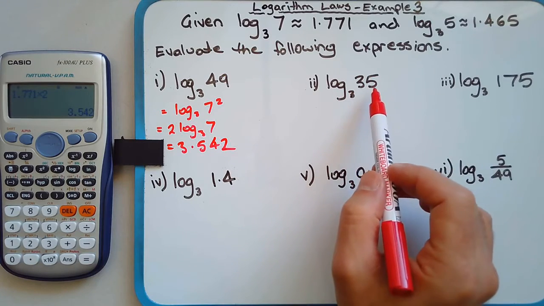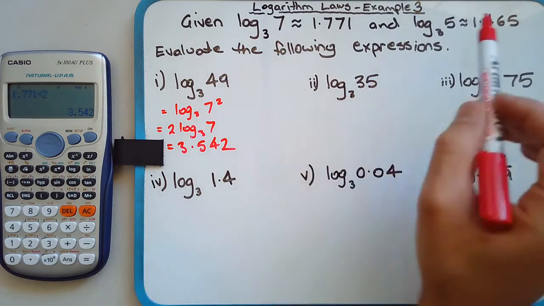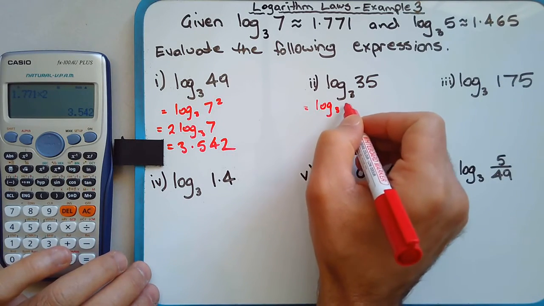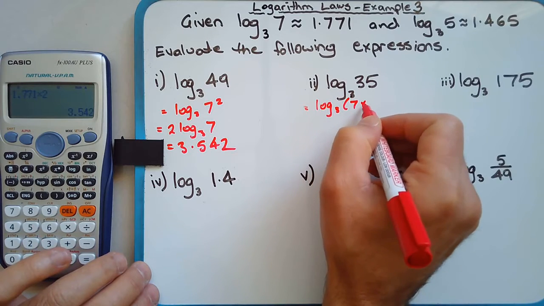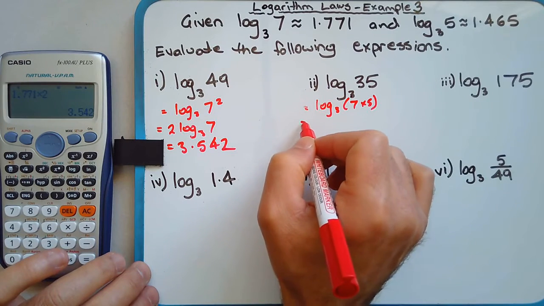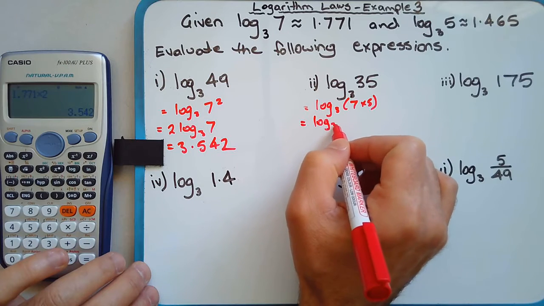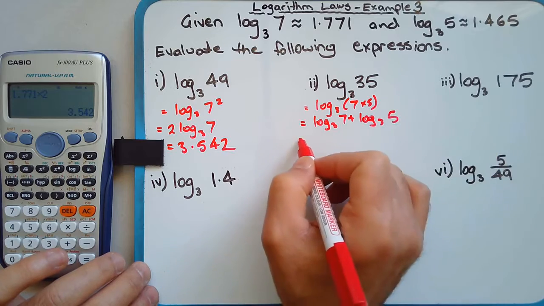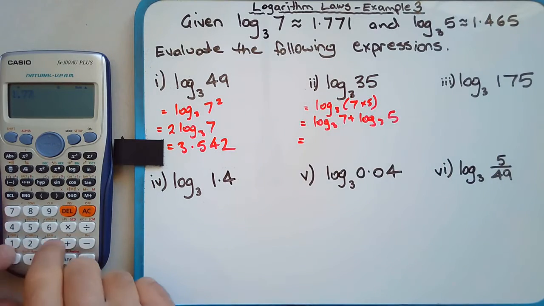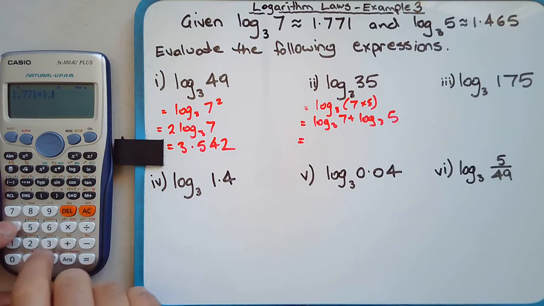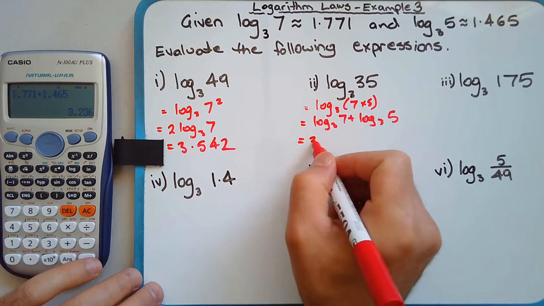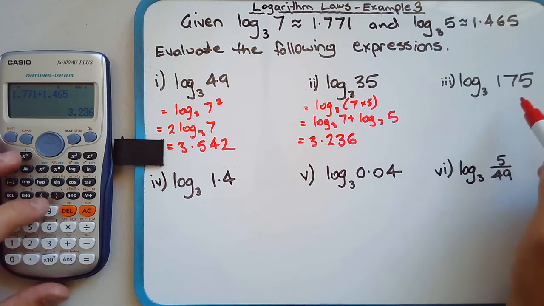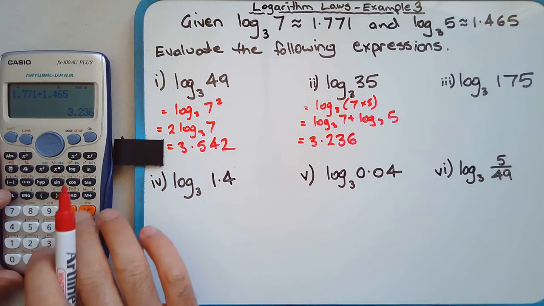What about this one? Log base 3 of 35. We can see that 35 is 7 multiplied by 5. So that's just log base 3 of 7 times 5. Log law number 1. So that's log base 3 of 7 plus log base 3 of 5. And so that's 1.771 plus 1.465, which is 3.236.